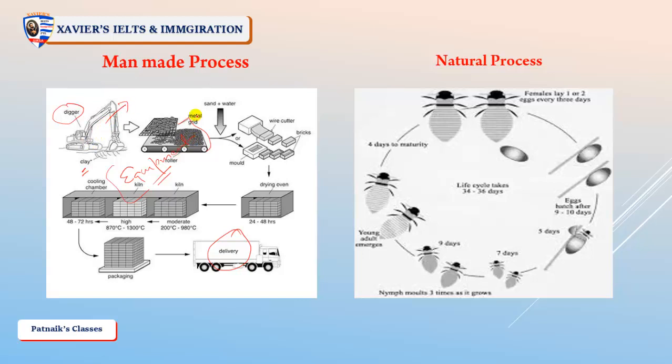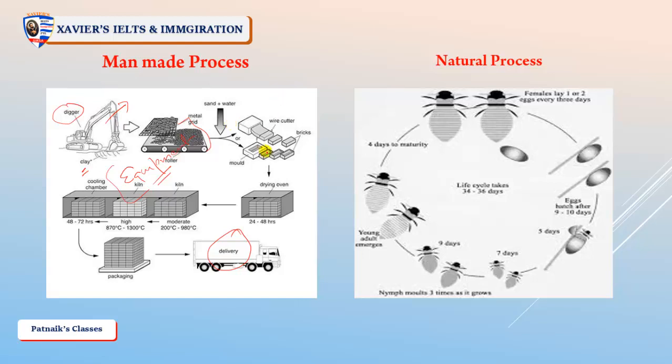The clay is dug and sent to the second stage, where it is mixed with the metal grid. It's a metal grid. It's a machine's name, so you can mention it as a metal grid machine, right? So never forget to include the names of the equipment used in the process.